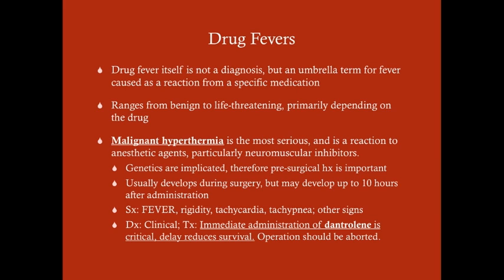Genetics are implicated, and so it's important to get a pre-surgical history. Obviously, if a patient is coming in for surgery and they have had malignant hyperthermia before, you want to know that, because you're not going to use certain drugs. Even if they have a family history of malignant hyperthermia, that is very important to know, because it's going to impact the anesthesiologist's decision. I don't expect you to have to choose an anesthetic on the USMLE.